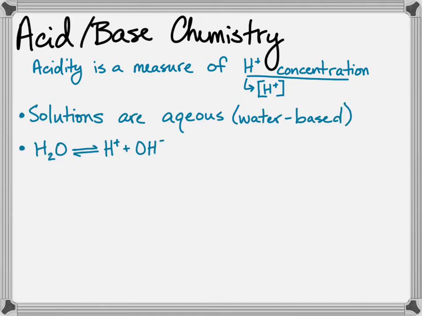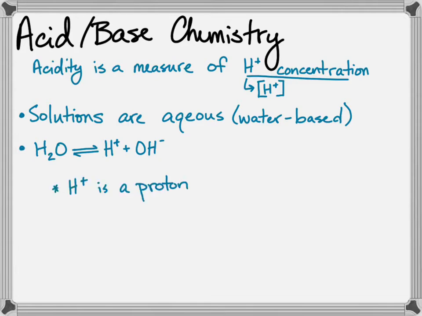Since solutions are aqueous or water-based, you can look at this reaction where water can dissociate into a hydrogen ion and a hydroxide ion, and it's reversible. So this can be the reactants to produce this product, or this product can become these reactants. So they go back and forth. These will bond, and then sometimes that covalent bond is so polar that they dissociate, and back and forth.